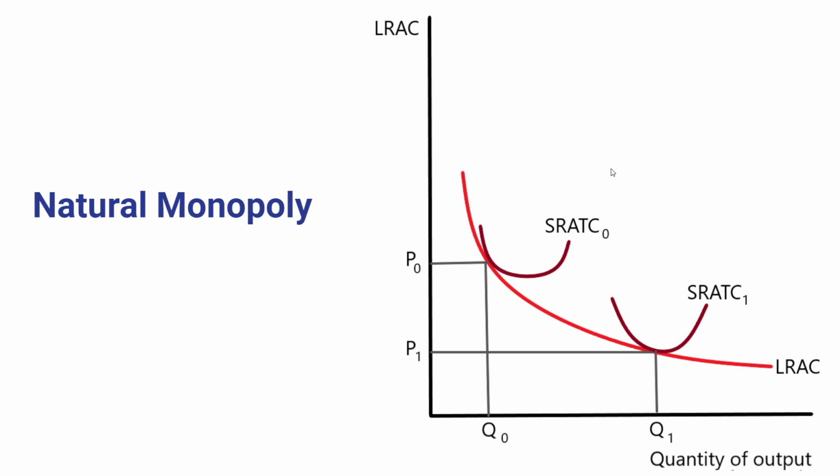The reason this is called a natural monopoly is, imagine we have two sizes of firms in this industry. One characterized by that first short-run average total cost curve, and the other one characterized by the second one on the right. If a small firm is producing at Q0 units of output, the minimum cost it could produce at is P0. But the larger firm is able to produce output at a price of P1. What that means in practice is that big firms can produce output at a lower cost, which allows them to sell the output at a lower price.